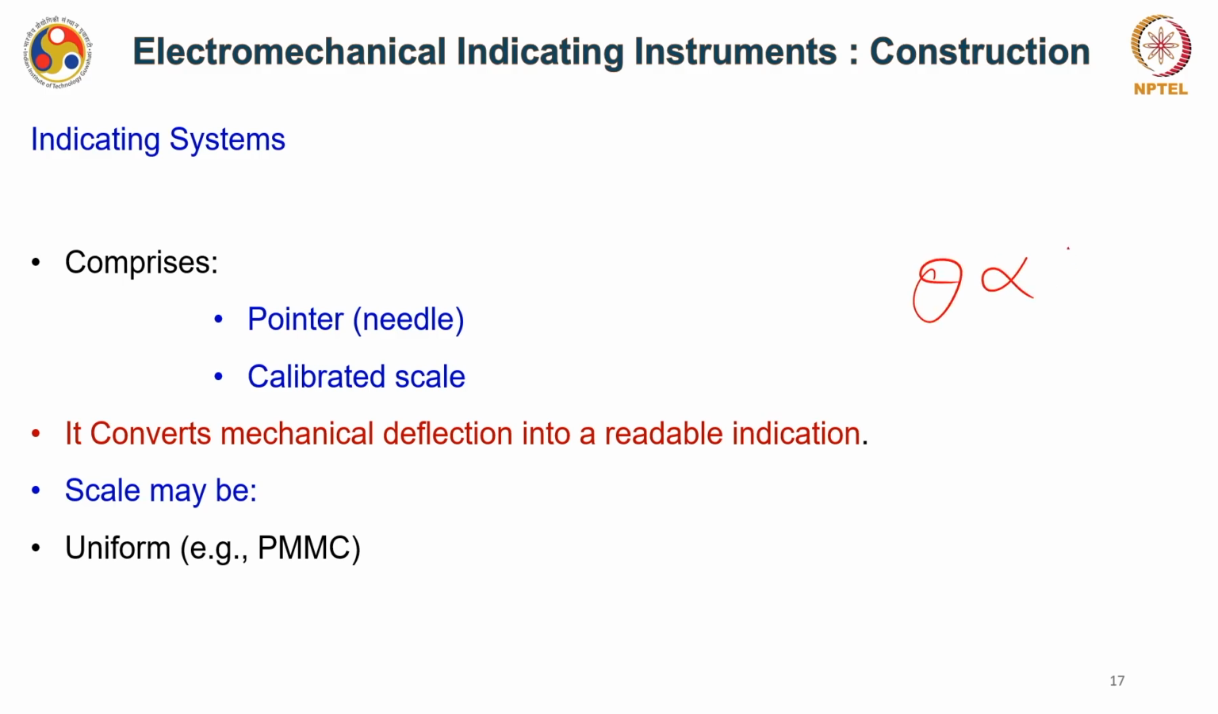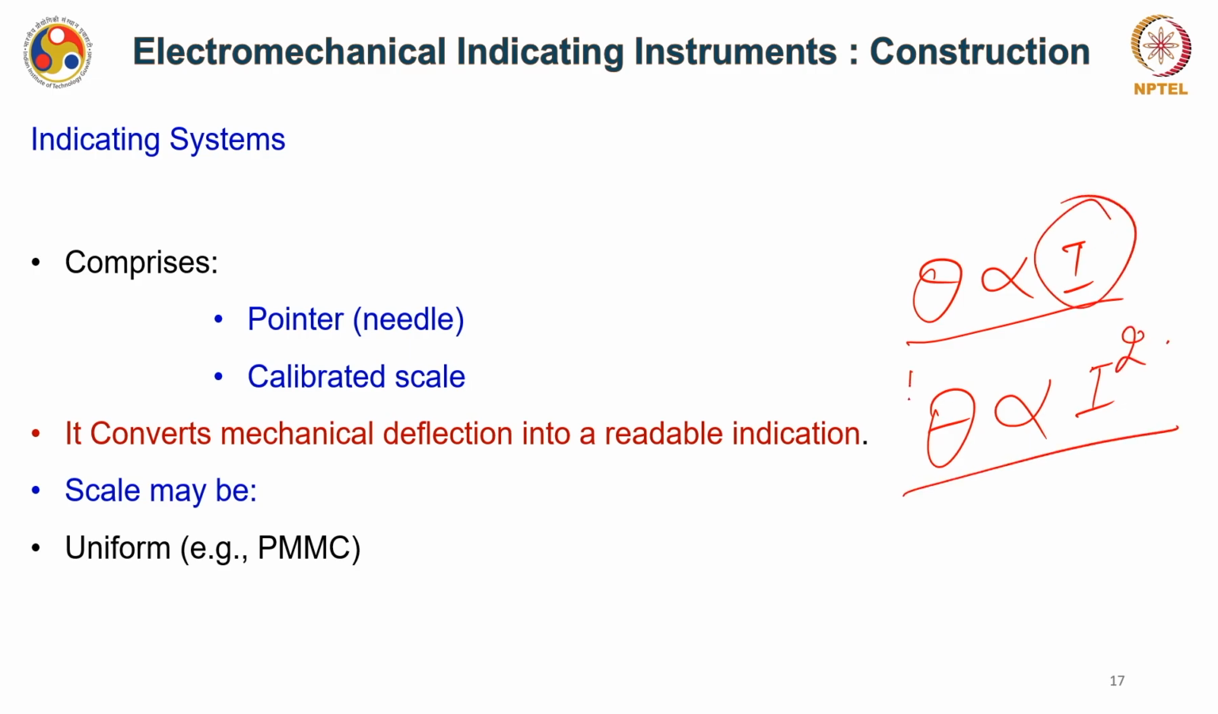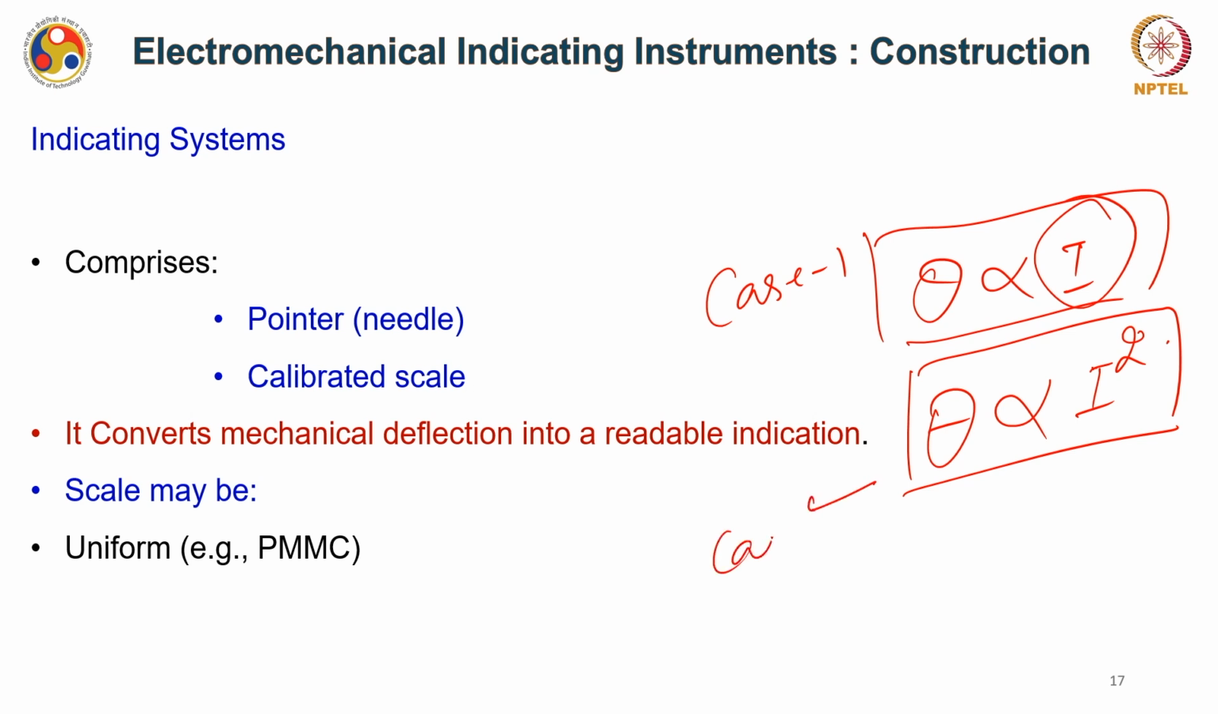If the deflection is directly proportional to the quantity that it measures, say it is directly proportional to current I, or if the deflection is proportional to I square, in these two conditions the scale will vary. In the first condition, I am calling this case 1, and this case 2. In case 1, the scale will be uniform and mostly utilized in a PMMC kind of tool, which we are going to of course discuss after this week.